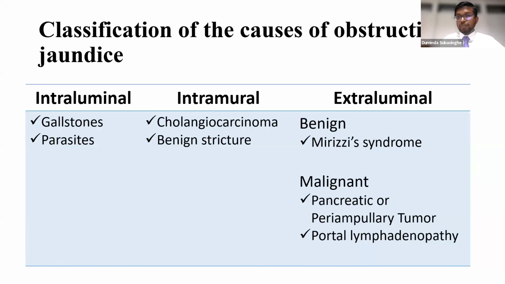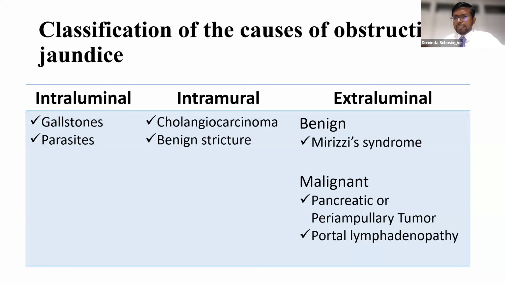Common etiologies, intraluminal: your gallstones. Other things are strictures, which could be malignant or benign, especially the benign strictures in the setting of chronic pancreatitis, because the last part of the bile duct goes through the pancreatic head. So when there's fibrosis in the pancreatic head area, it can result in a benign stricture at the most distal end of the bile duct, which can cause obstructive jaundice.